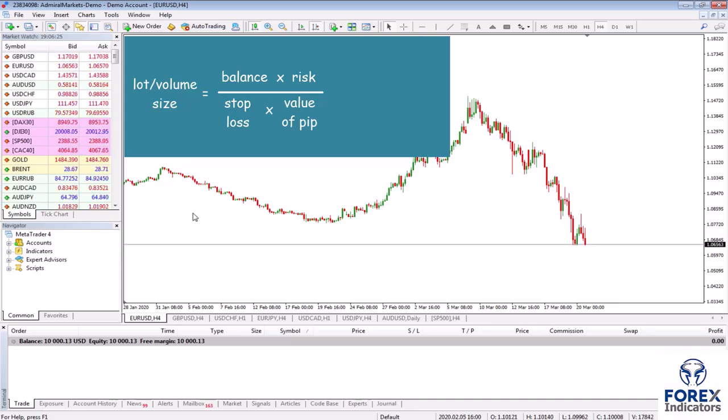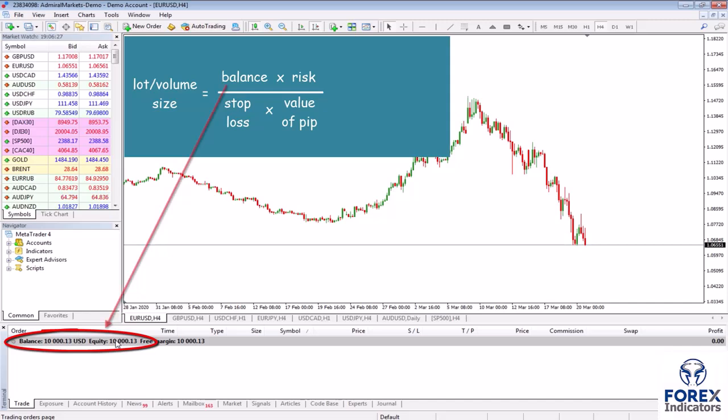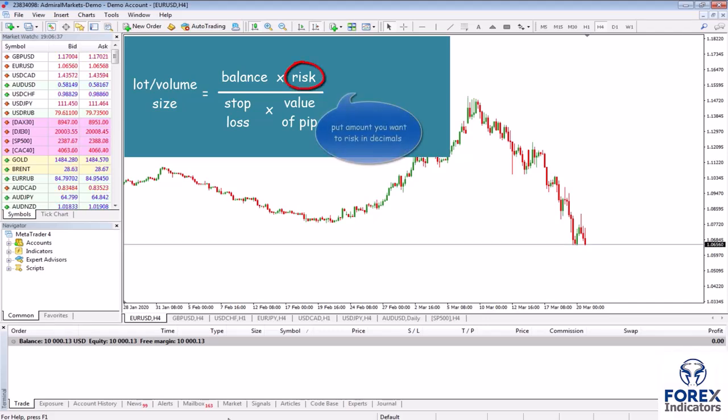So here we have a few items that are unknown for us, and now we are going to determine them. How much is our balance? $10,000. Okay, we have that info. Trade risk, how much is it? How much are we going to risk? In the last lesson, I said that I risk 2%, so we will use that amount in this example. 2% in decimal is 0.02. The next item is stop loss. We don't have that information.